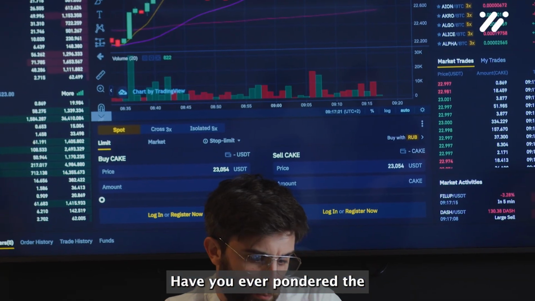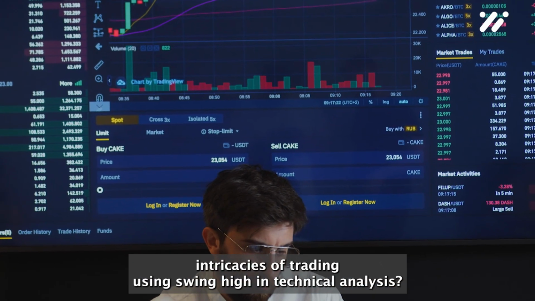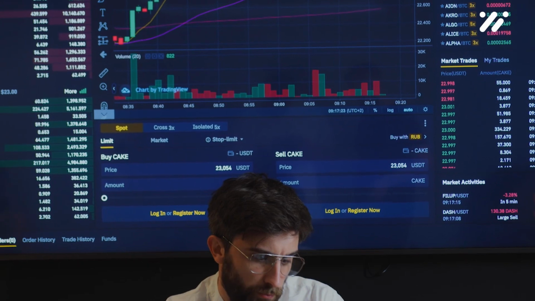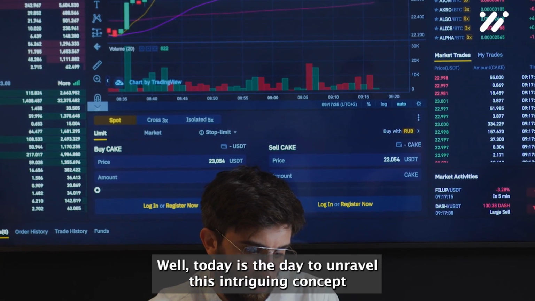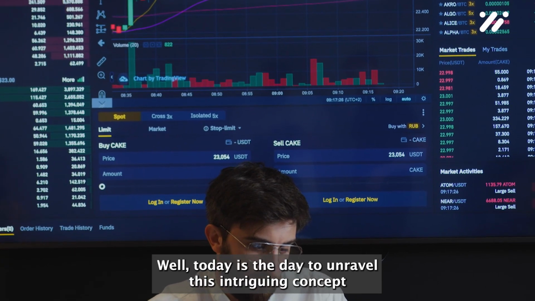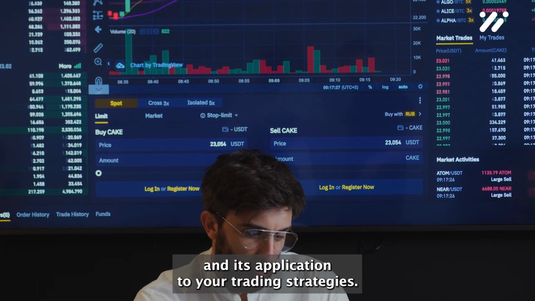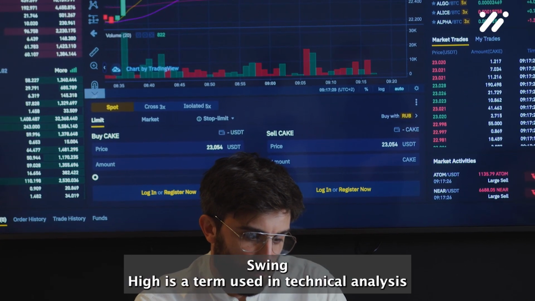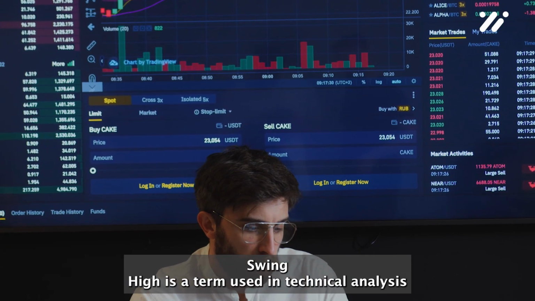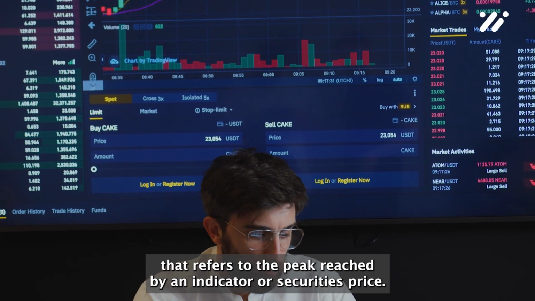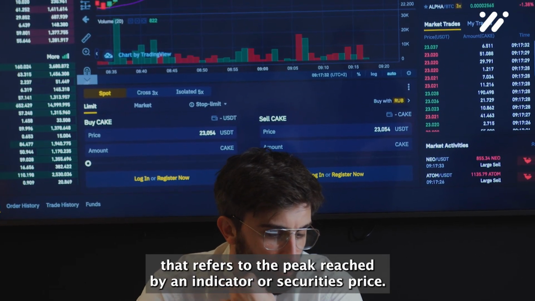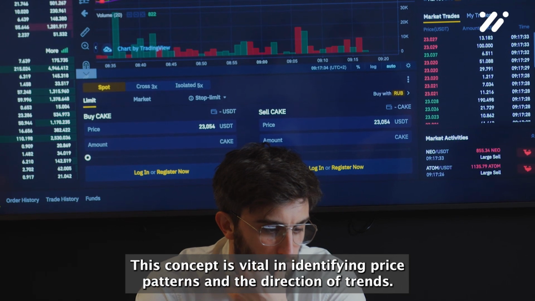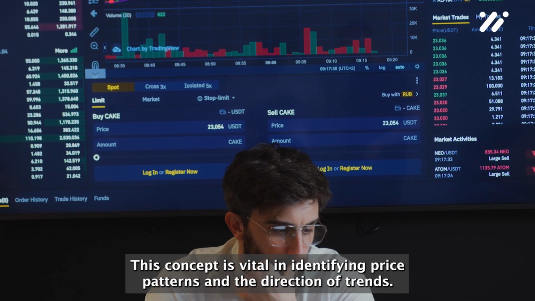Have you ever pondered the intricacies of trading using swing high in technical analysis? Well, today is the day to unravel this intriguing concept and its application to your trading strategies. Swing high is a term used in technical analysis that refers to the peak reached by an indicator or security's price. This concept is vital in identifying price patterns and the direction of trends.